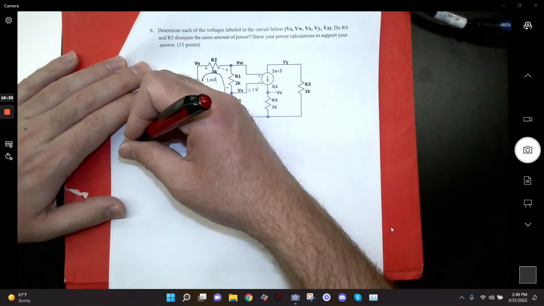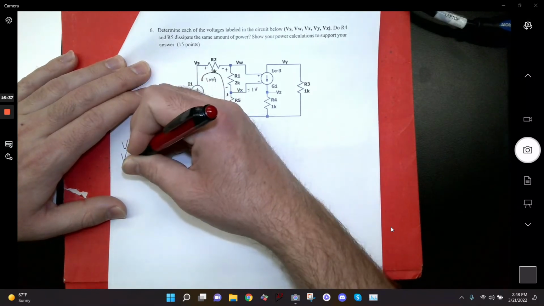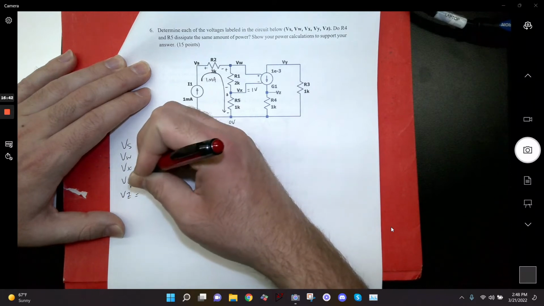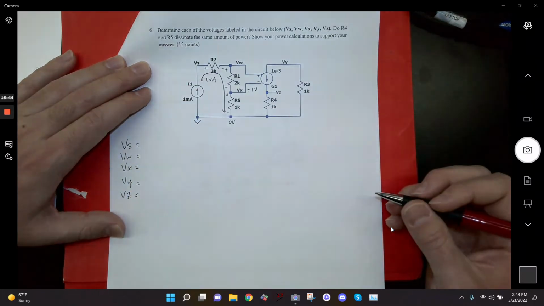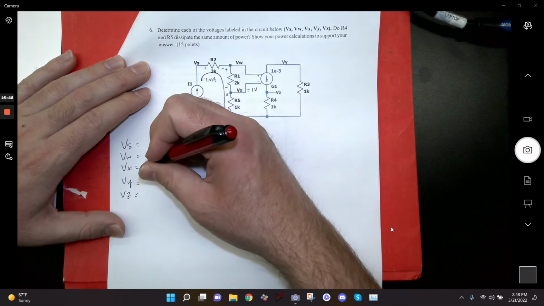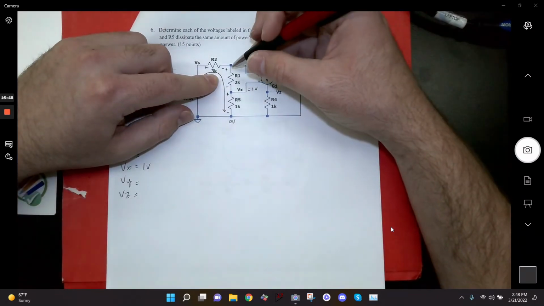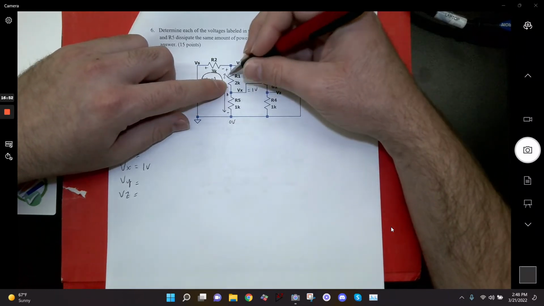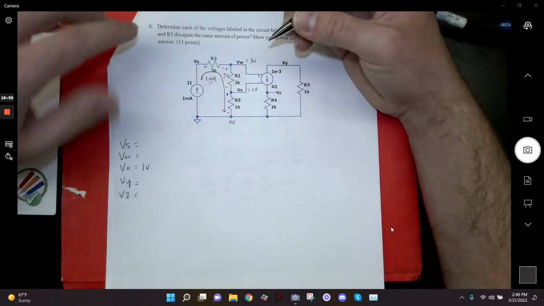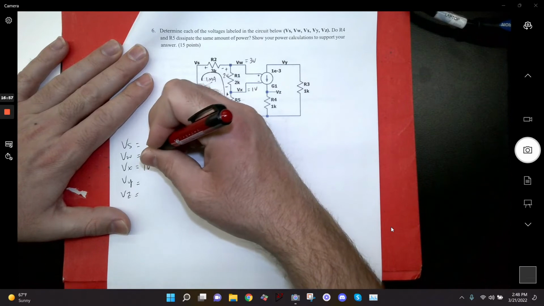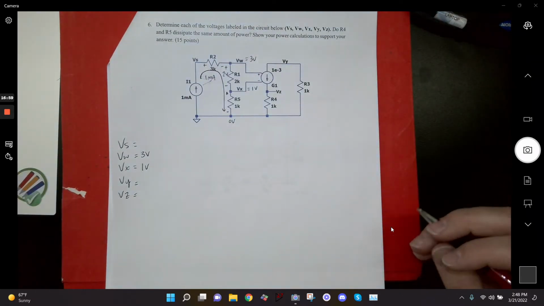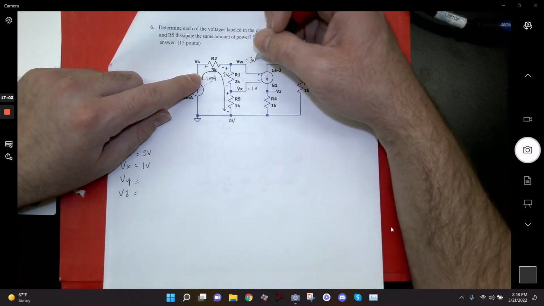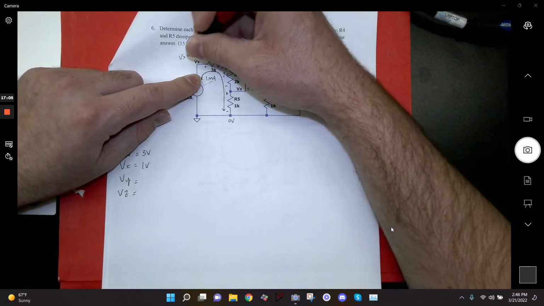So let me just write this over here. We've got Vs, Vw, Vx, Vy, and Vz. So I just found Vx, right? That's 1 volt. Now I've got a 2 volt drop across this 2K, right? So 1 plus 2 gives me 3 here. So my VW is 3 volts, right? And now I've got a 3 volt drop across this R2. And so 3 going up by 3, Vs is 6.